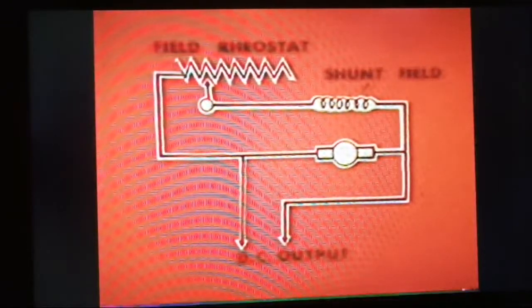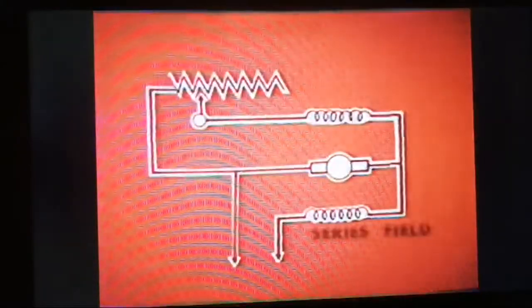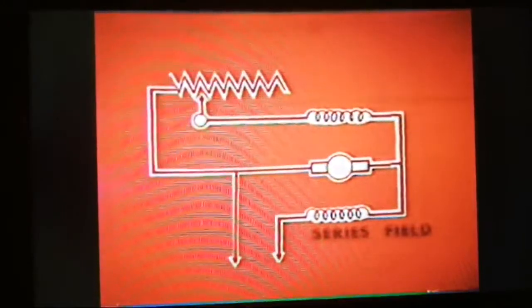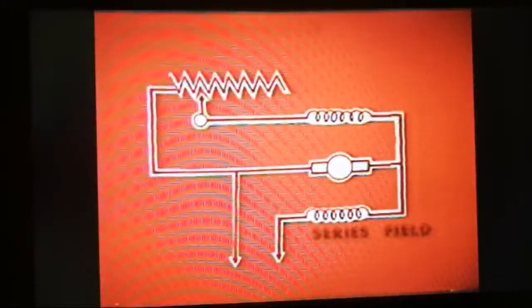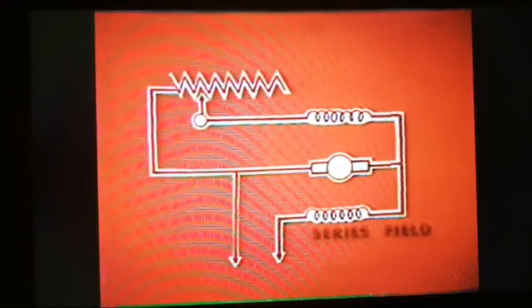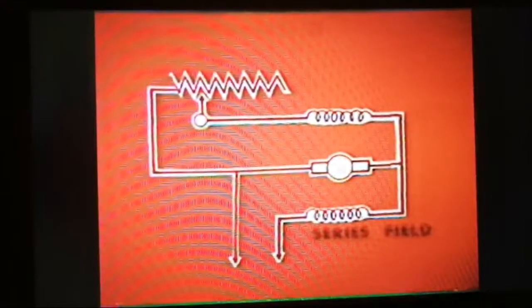This schematic shows rheostat control of the main field windings, or shunt field. But if the entire current output is passed through a second field, a field in series with the output, which adds or subtracts flux according to current flow, a second control is realized. Generators with a series field are called compound generators.